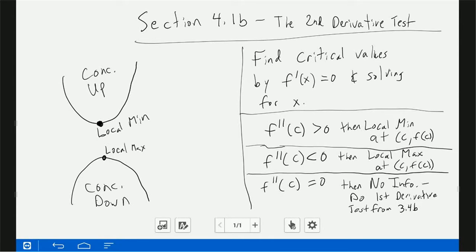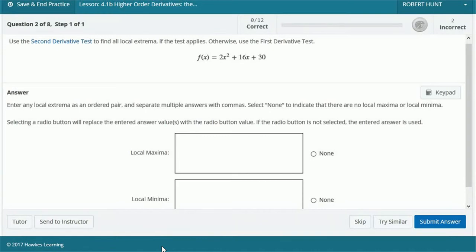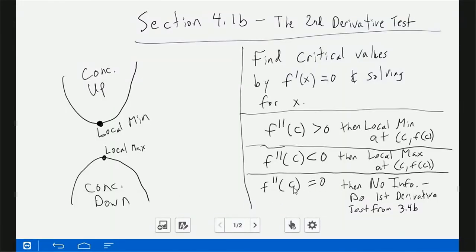All right, so let's look at a problem. This is straight from Hawks. Use the second derivative test to find all local extrema if the test applies. Otherwise, use the first derivative test. When they say if the test applies, what they're literally saying is if you have that third case where it actually equals 0, you'd have to go back and do the first derivative test. I'll give you a hint: none of them should work out like that. You're all going to see either case 1 or case 2 here.